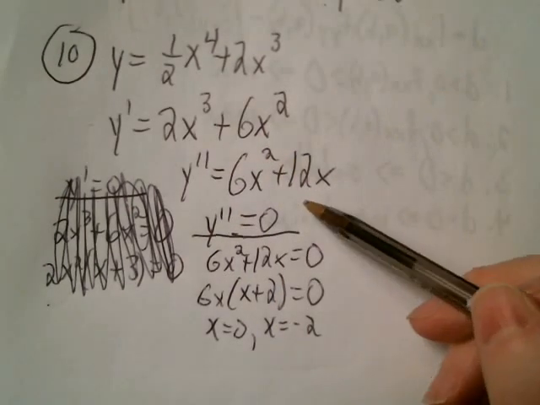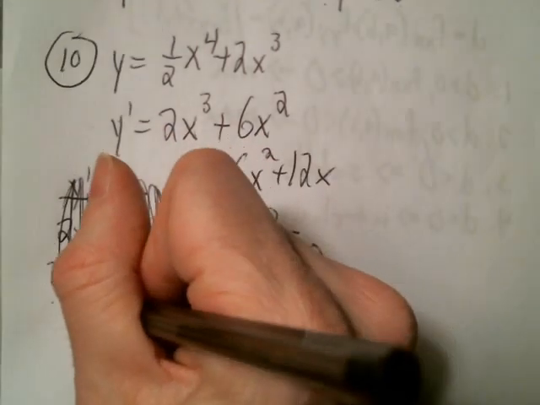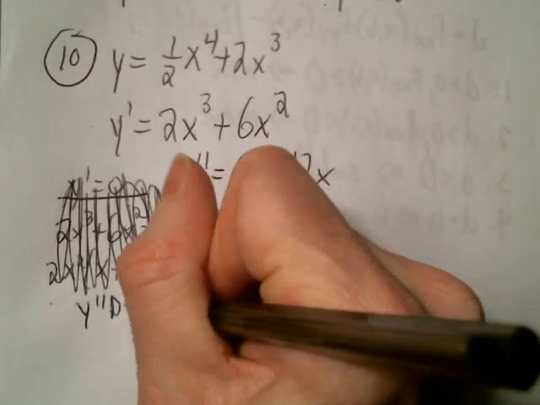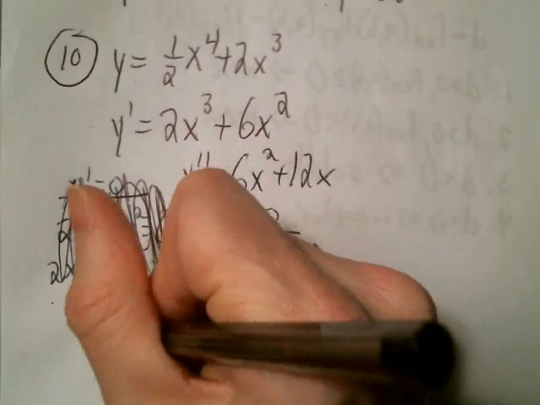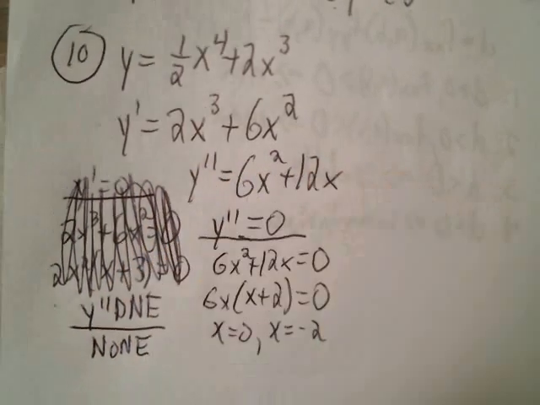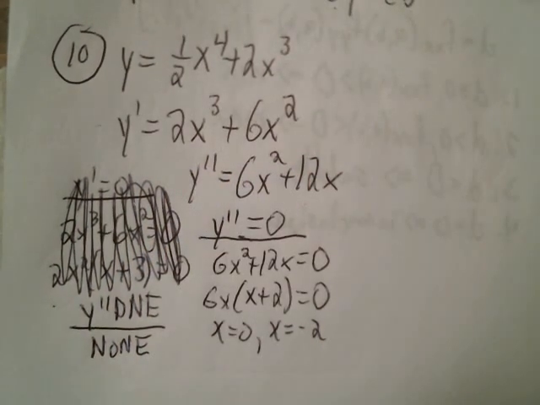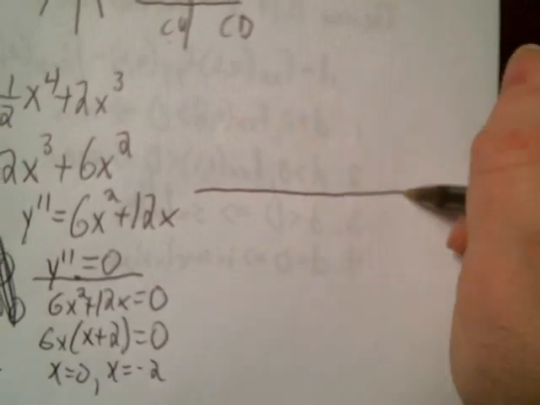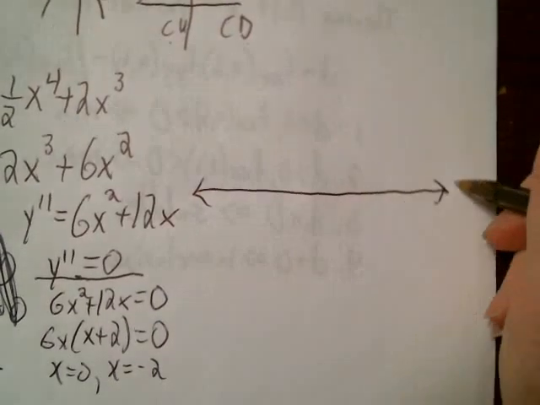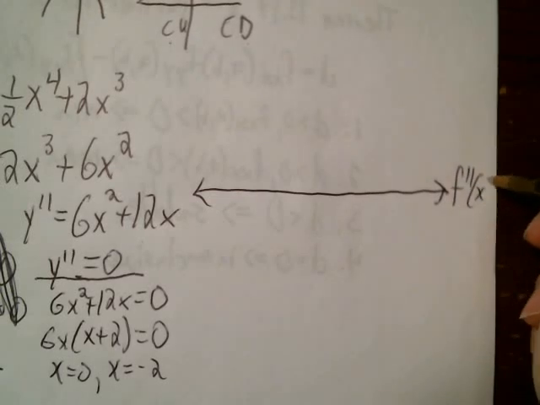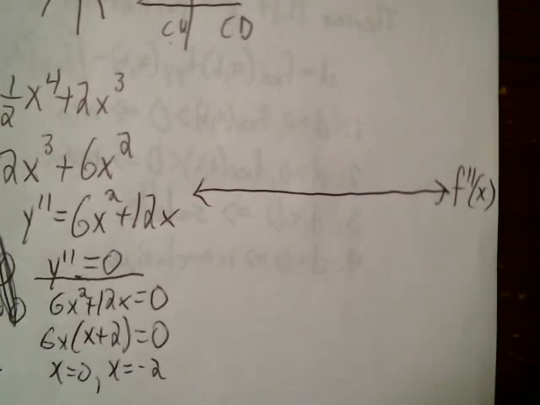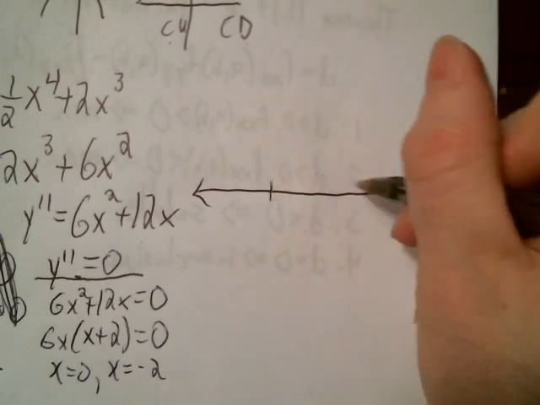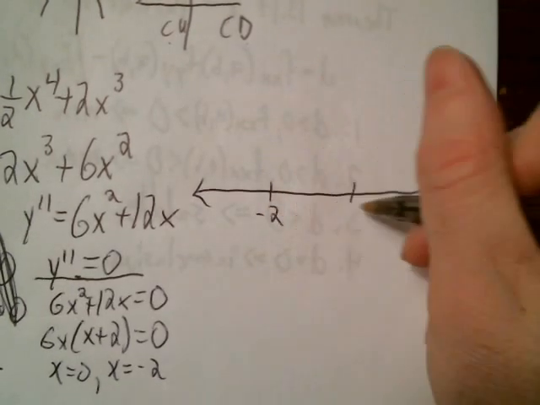And then the second derivative exists everywhere. So for the second derivative not being in existence, there's nowhere that will happen. So I just put none there. Okay, now I go to my graphical analysis. So this time I have the second derivative to work with. So f double prime. I'm going to plot the two potential inflection points.